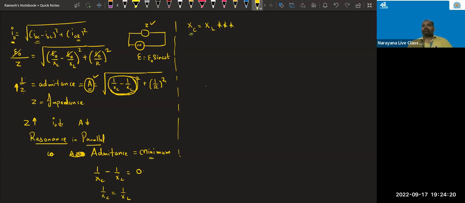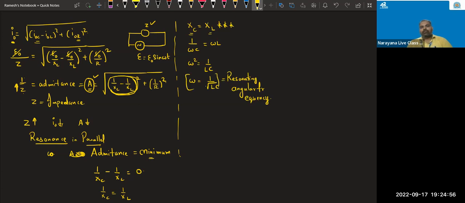XC formula is 1 by C omega, the reactance of the capacitor, 1 by omega into C. The reactance of the inductor is omega into L. Omega into omega is omega square equals 1 by L into C. So omega equals 1 by under root of L into C. This is called the resonating angular frequency.